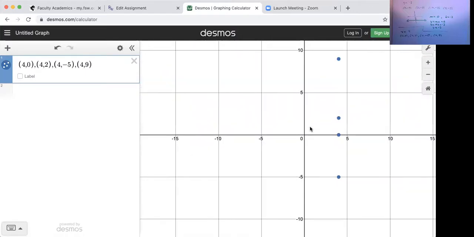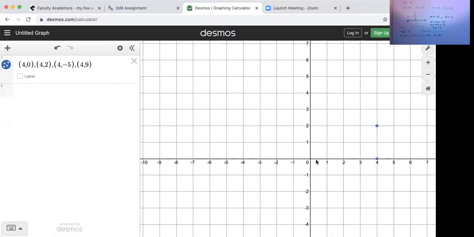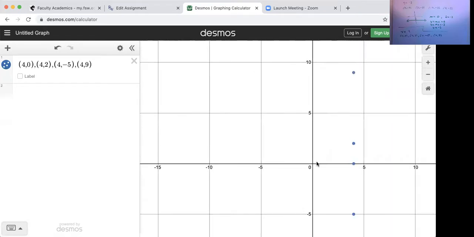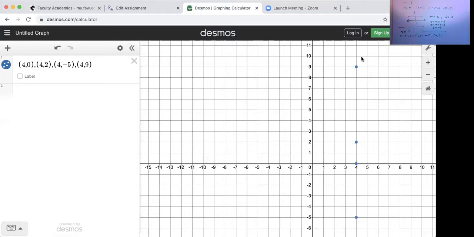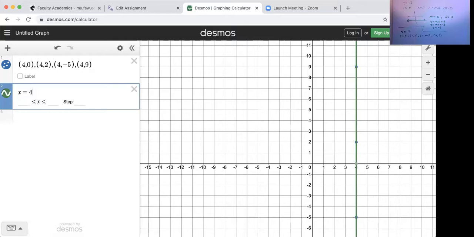For some reason, when I've worked with students over the years, they call this a straight line. But is it not true that all lines are straight? I think so. I think all lines are straight lines. So what is the equation of this line? All of these have values where x is 4. And indeed, that's what the graph looks like, x equals 4.